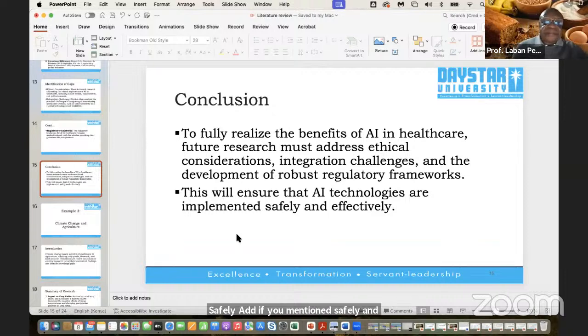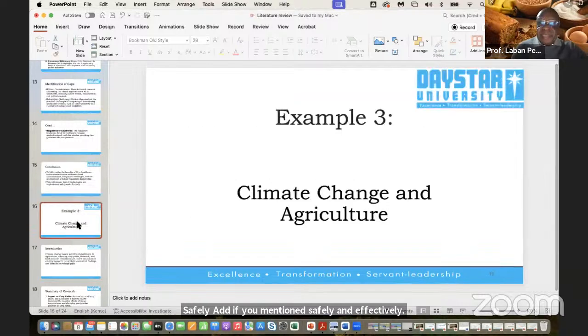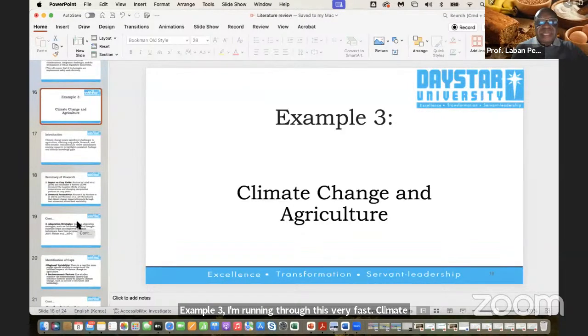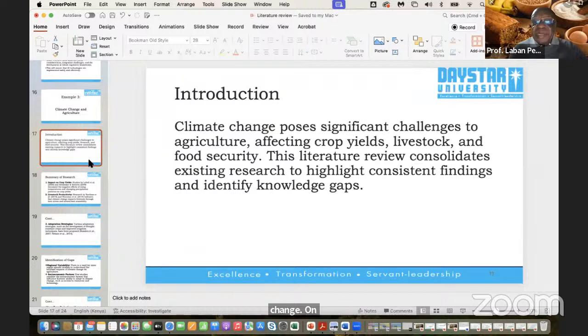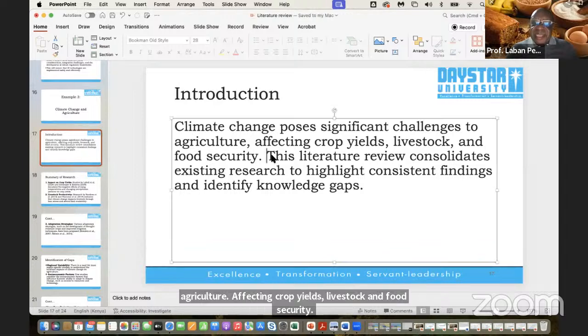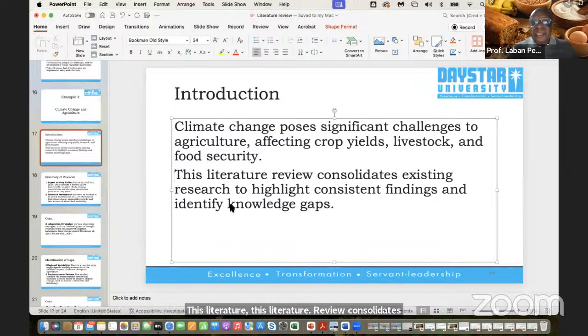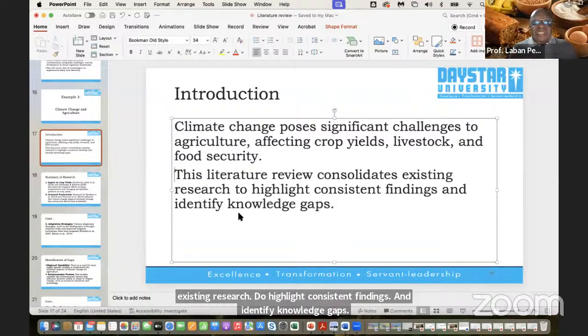Example 3, I'm running through this very fast. Climate change and agriculture. We know climate change poses significant challenges to agriculture, affecting crop yields, livestock, and food security. This literature review consolidates existing research to highlight consistent findings and identify knowledge gaps. So this one has already told us this is a knowledge gap issue.